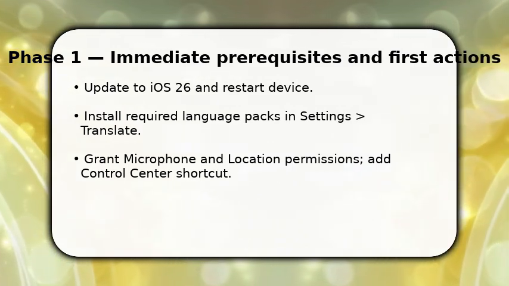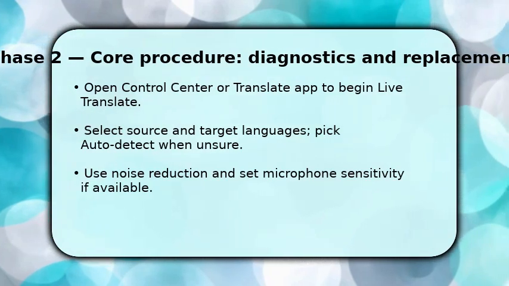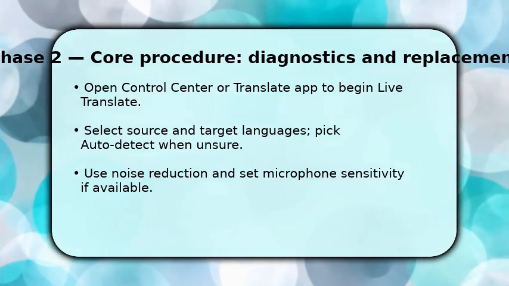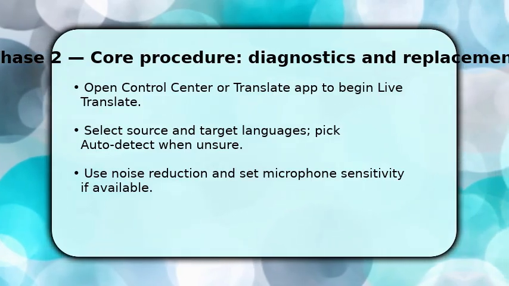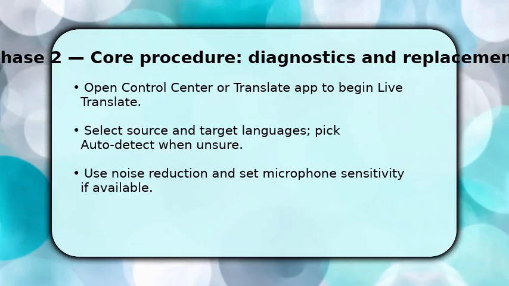You now initiate a session, tap the live translation tile or open the Translate app. Select source and target languages. Use auto-detect when the speaker's language is unknown because it speeds routing to the right model. Position the device between speakers, then tap live. The waveform confirms active listening.